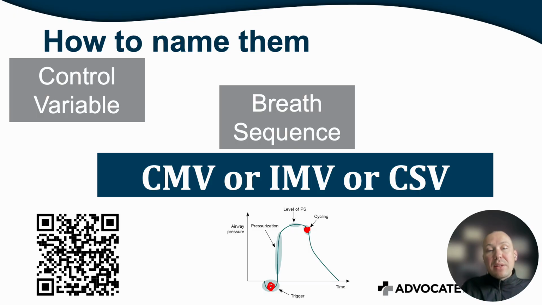So if we have only mandatory breaths, whether they're triggered by the patient or the ventilator, the mode would be called CMV. If we have all breaths triggered and cycled by the patient, then the breath sequence will be called CSV. And if we have a mix of the two, then the mode would be called IMV.